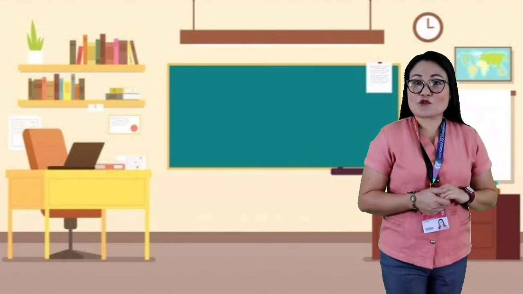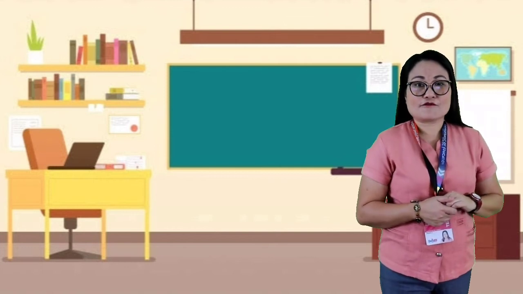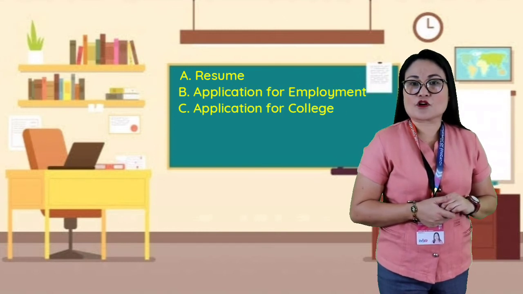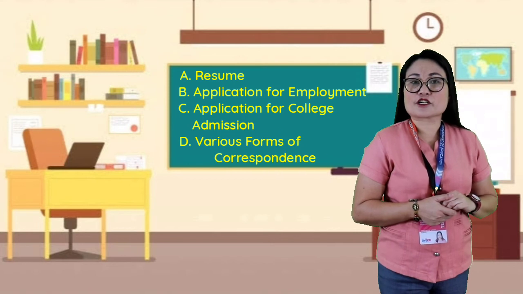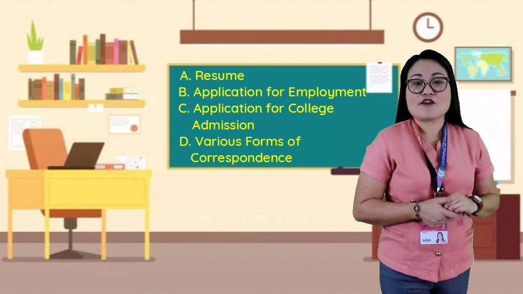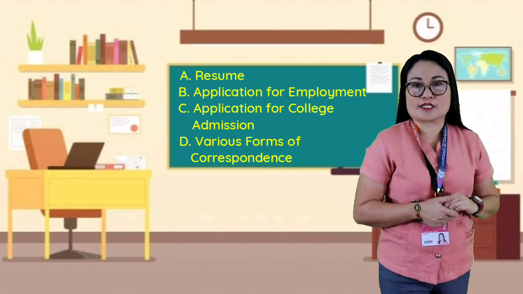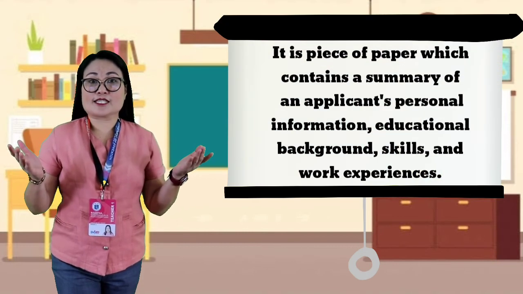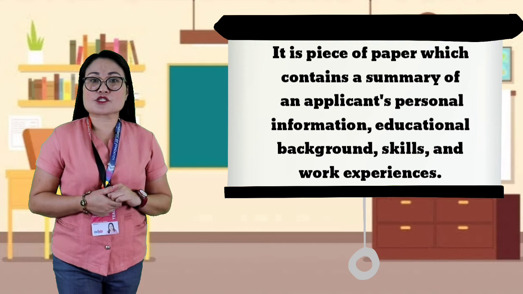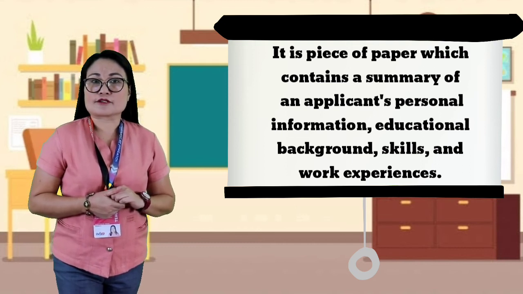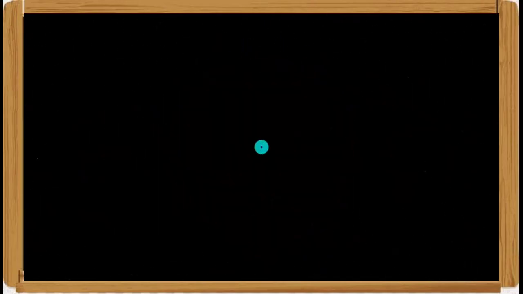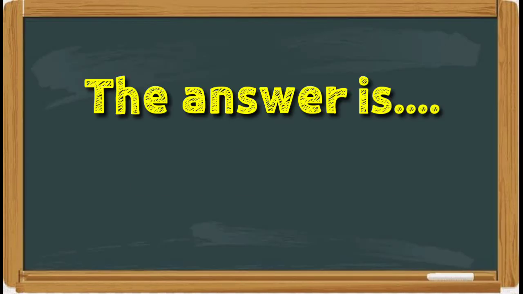So I have here some questions for you to identify if it is A, resume, B, application for employment, C, application for college admission, and D, various forms of office correspondence. Are you ready? It is a piece of paper which contains a summary of an applicant's personal information, educational background, skills, and work experiences. Did you get it? Resume.